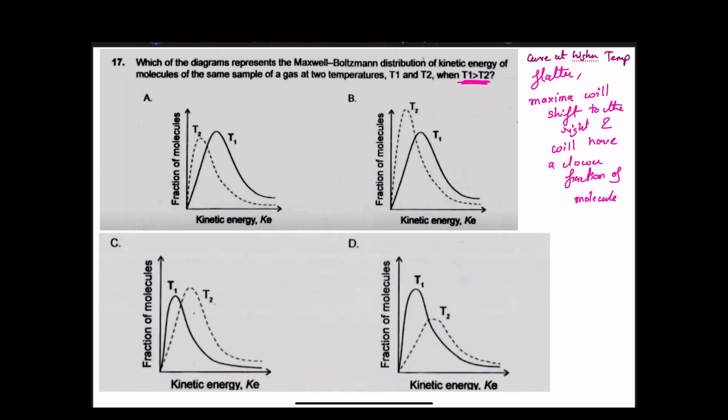Right? So first thing is T1 will be flatter and the maxima of T1 will be to the right and a little bit below. Eliminate option A. I can eliminate option C because the maximas are at the same height. In option D, T2 is flatter and the maxima of T2 has shifted to the right a little bit. I know that T1 is greater than T2, so this cannot be true. So of course the answer is option B, because here you see the maxima has shifted to the right and it has gone down. It has a lower fraction of molecules and also the curve has become flatter. So this will be option B.